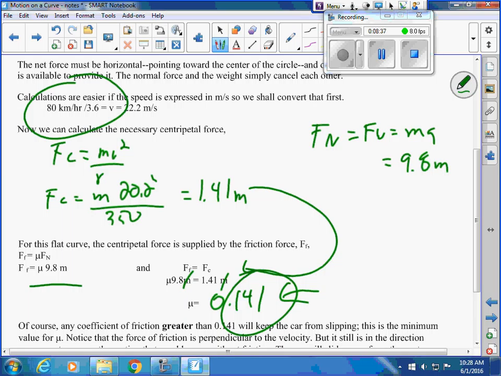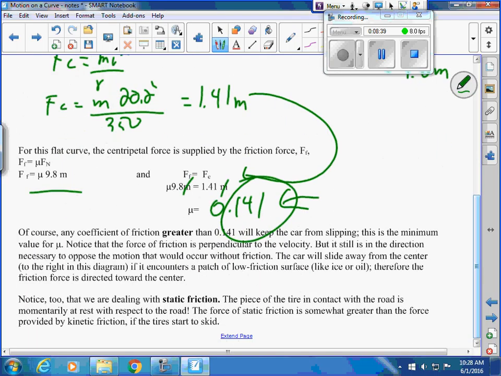Okay, so it says here, of course, any coefficient of friction greater than 0.141 will keep the car from slipping. This is the minimum value for mu. Notice that the force of friction is perpendicular to the velocity, but it is still in the direction necessary to oppose the motion that would occur without friction. The car will slide away from the center, in other words, to the right in this diagram, if it encounters a patch of low friction surface like ice or oil. Therefore, the friction force is directed toward the center.